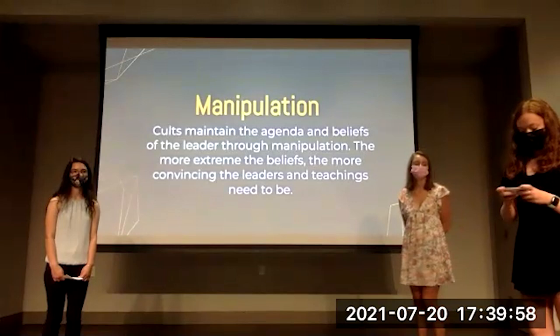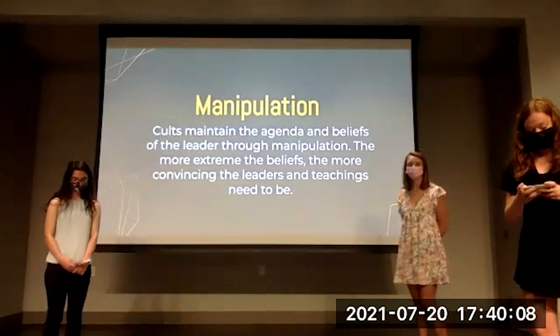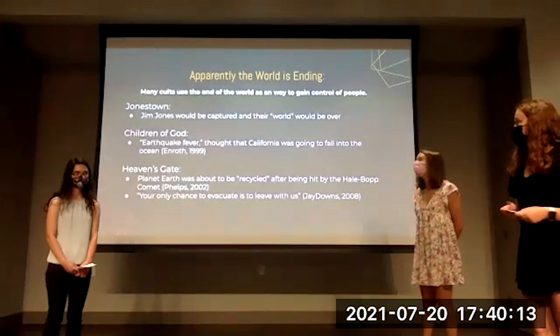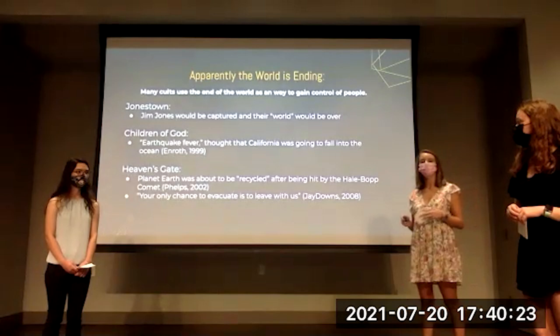We started with the more physical aspects, with the idea of manipulation. Cults maintain the agenda and beliefs of cult leaders through manipulation. The more extreme the beliefs, the more convincing the teachers and leaders need to be. So this leads us to our first aspect of manipulation, which is the idea that the world is ending. Many cults use the end of the world as a way to gain control of people. It also ties into groupthink, getting one idea in the heads of all followers.